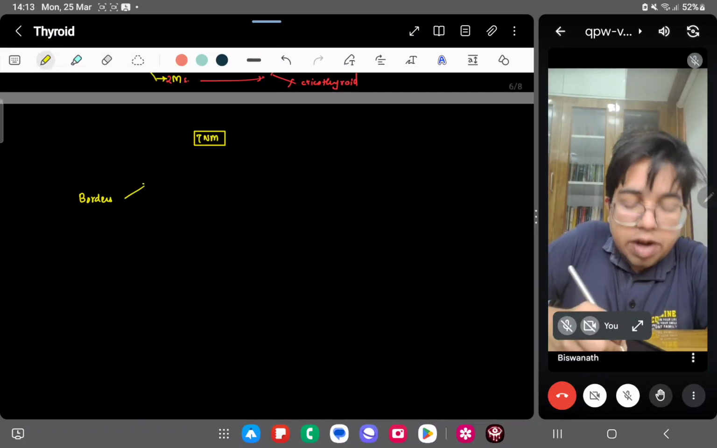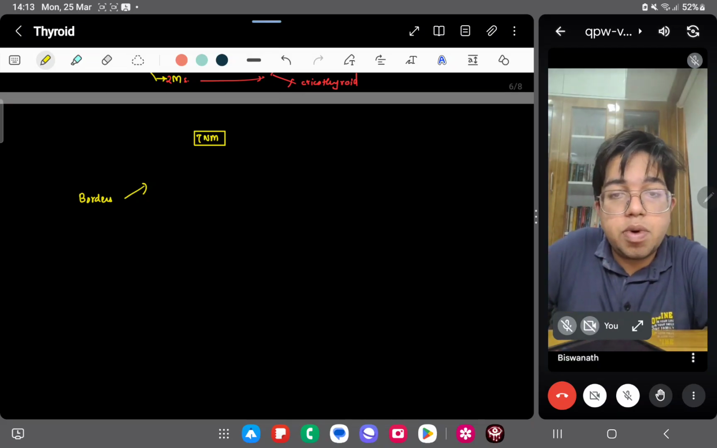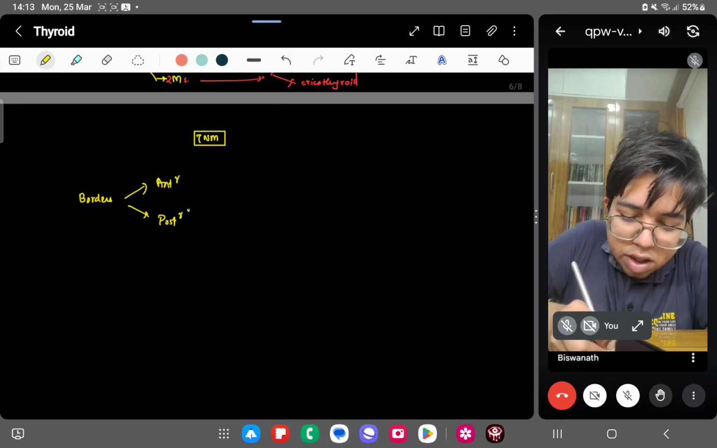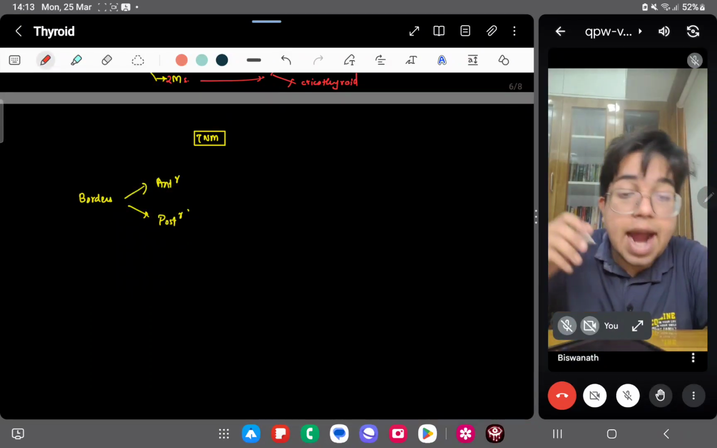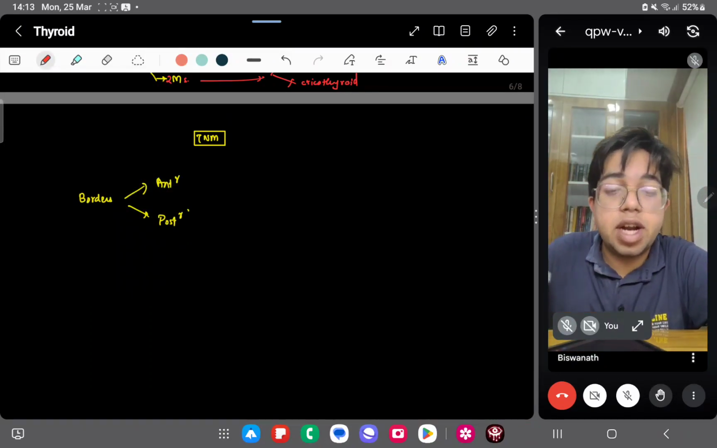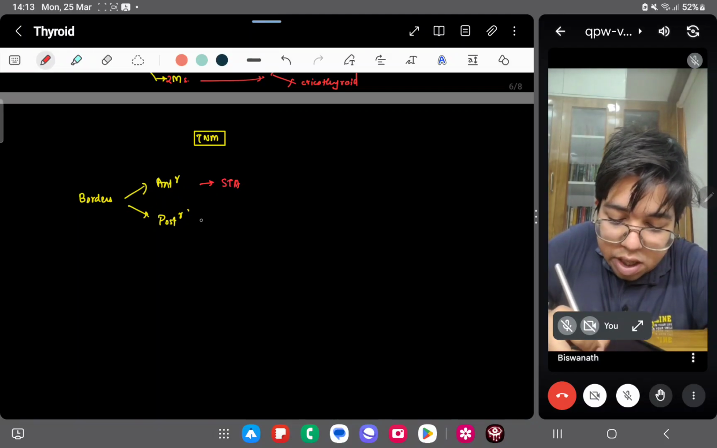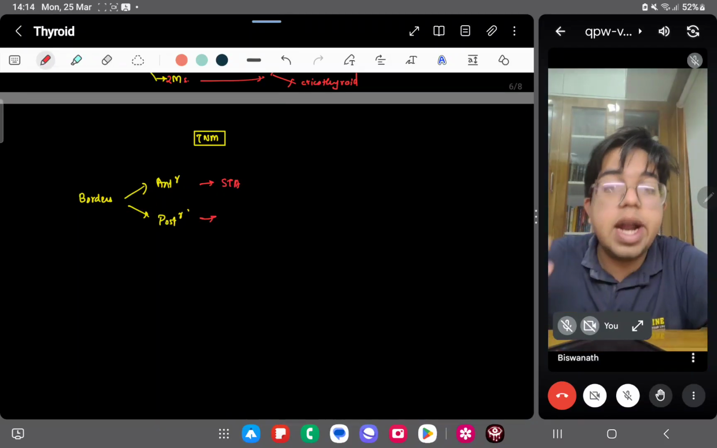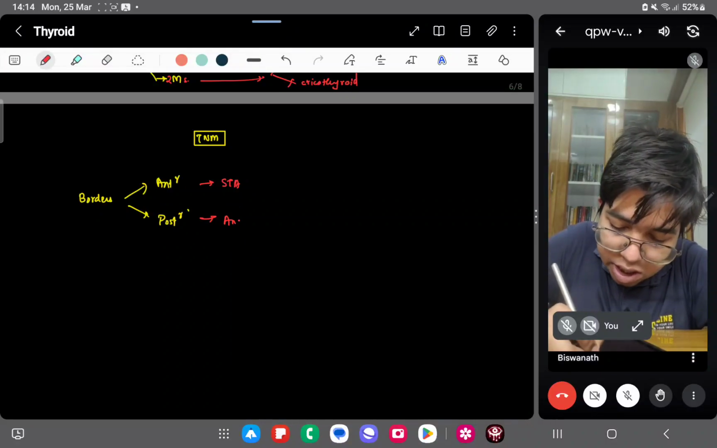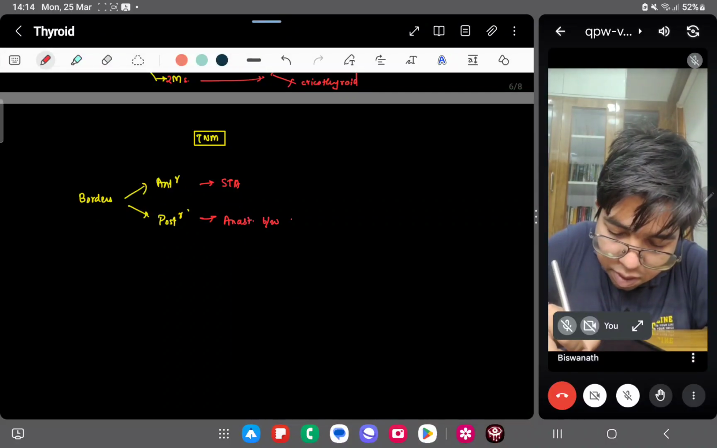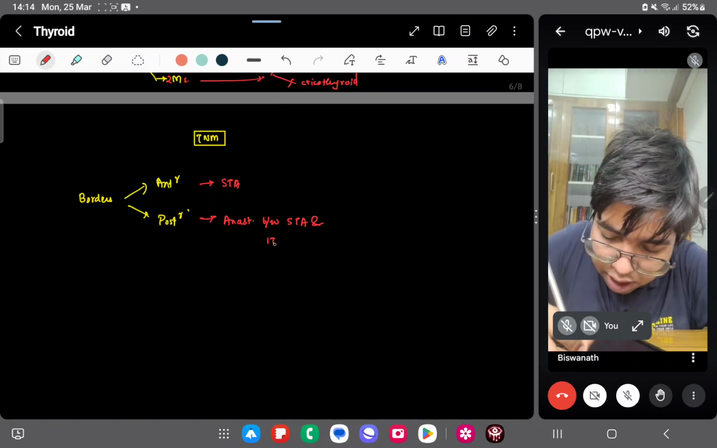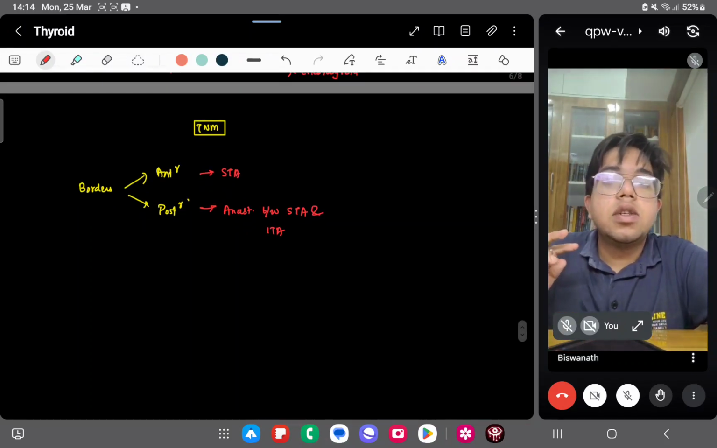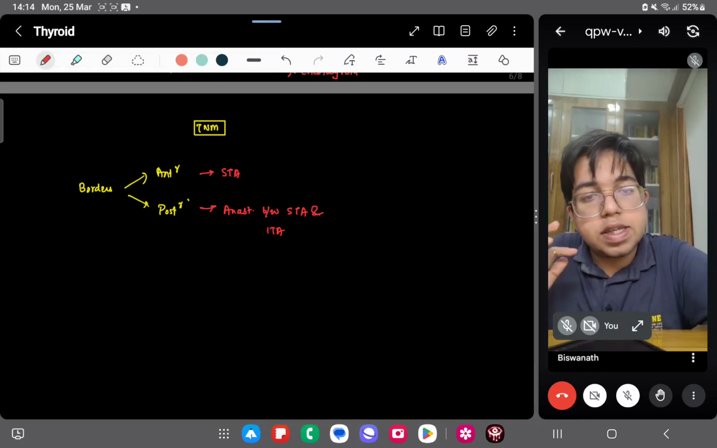Then we have the borders of the thyroid gland. We have an anterior border and a posterior border, right? What are the relations? In the anterior border, we'll have the superior thyroid artery, STA. In the posterior border, we have the anastomosis between the superior thyroid artery and inferior thyroid artery, STA and ITA. Understood? So this is the fact about borders.